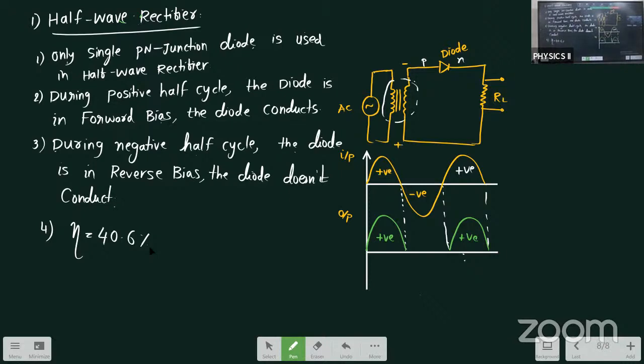Note down all these points. Half wave rectifier: the device used for rectification is called a rectifier. In half wave rectifier, what is there?